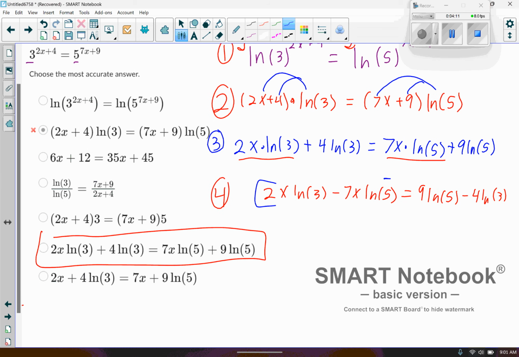The next thing you would do is factor out the x, and then once you factor out the x, you divide both sides by the leftovers. So I'd have x times 2 times the natural log of 3 minus 7 times the natural log of 5. And then what you do is divide both sides by this part right here, and then you have your x. All right, if you have some other ones you want to look at, just let me know.